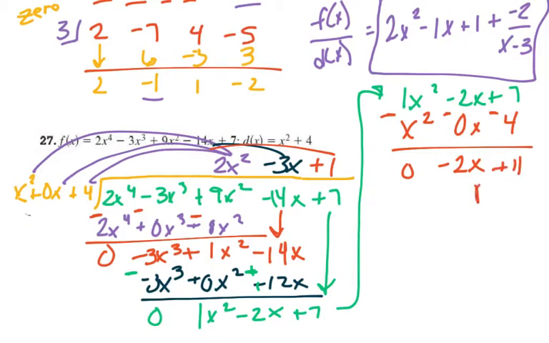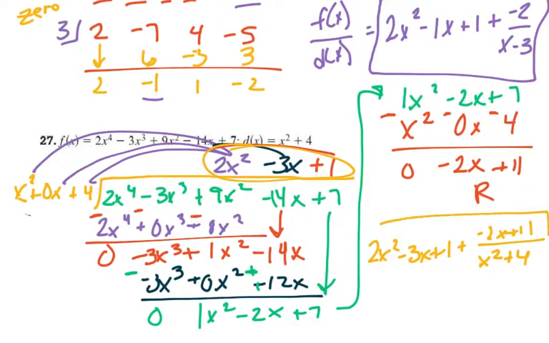And so that's our really icky remainder, which means that the solution is going to be this 2x squared minus 3x plus 1, but then plus the remainder of negative 2x plus 11 over the x squared plus 4 from the beginning. That is so not easier, but dividing was never said to be easier, so there you go.